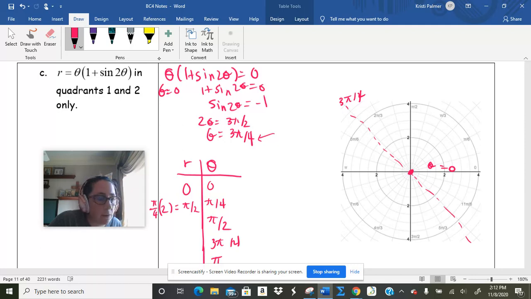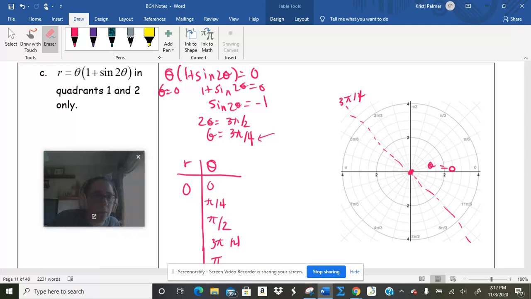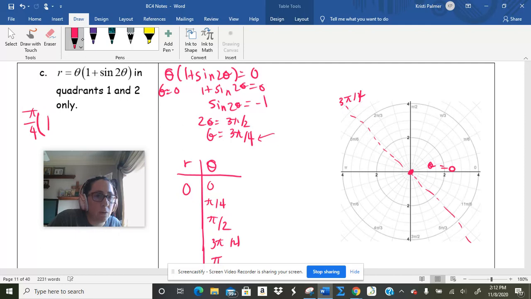Okay. What about at pi over 2? Pi over 2, this is pi, oh, plus the 1. Shoot, hold on. Let me go back to this one really quick. Let me get some more room. So I'm going to plug in pi over 4. So that would be pi over 4 times 1 plus, no, I think I did that right. Pi over 4 would be pi over 2, so sine of pi over 2 is 1, so that is 2, which would give me pi over 2. Okay, that was good.